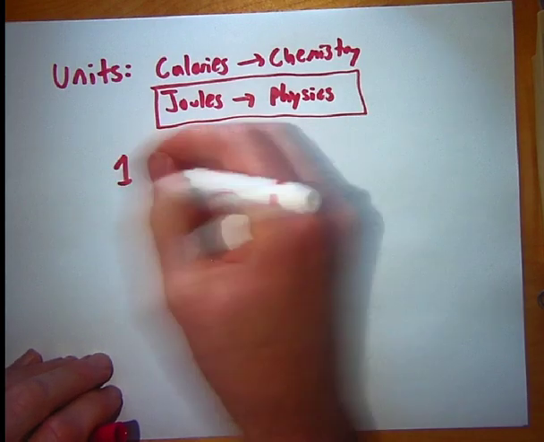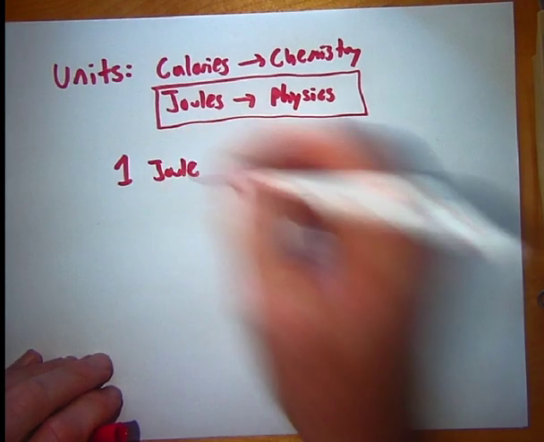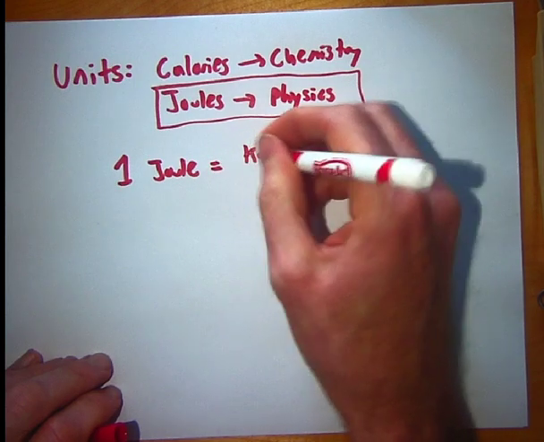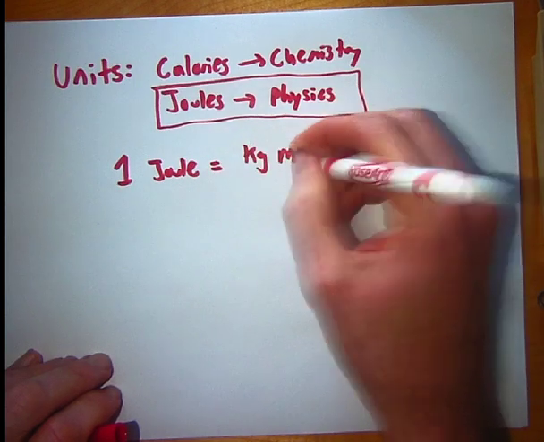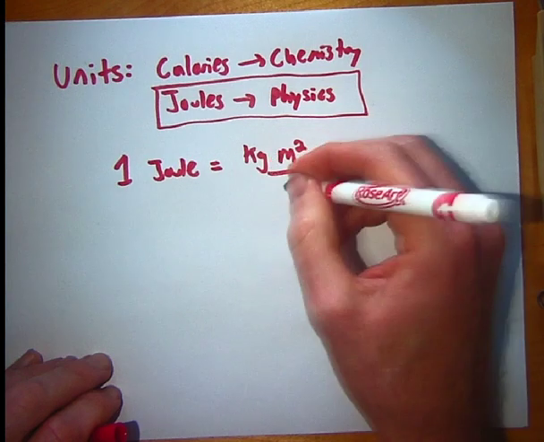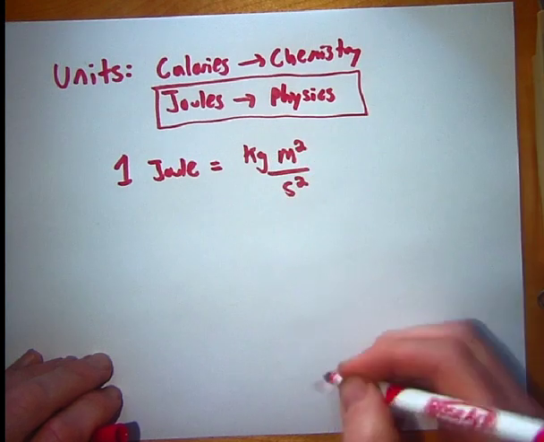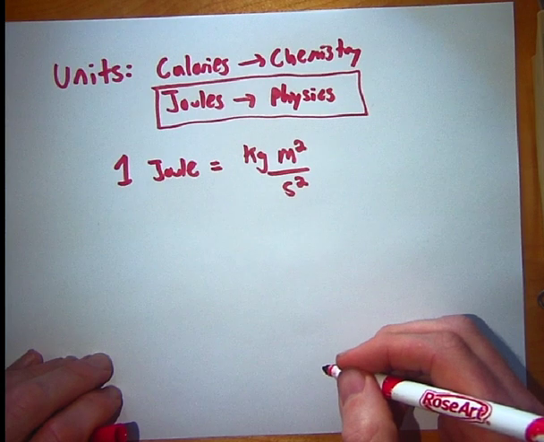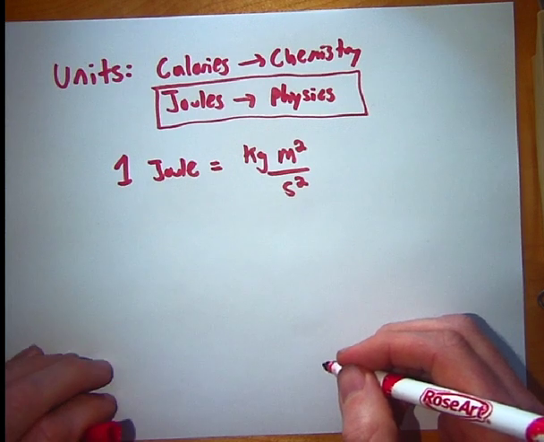1 joule has something buried inside of it. 1 joule is actually a kilogram times a meter squared divided by a second squared. That's what's buried inside of 1 joule. So let's do an example of a joule that I think might help.